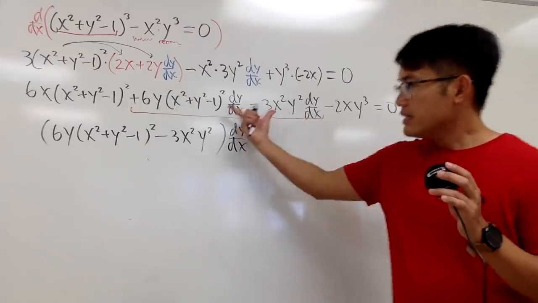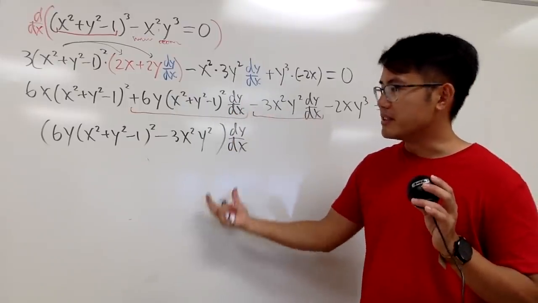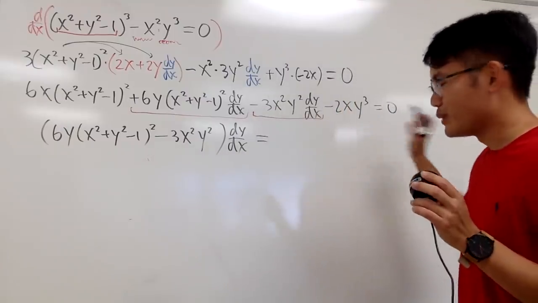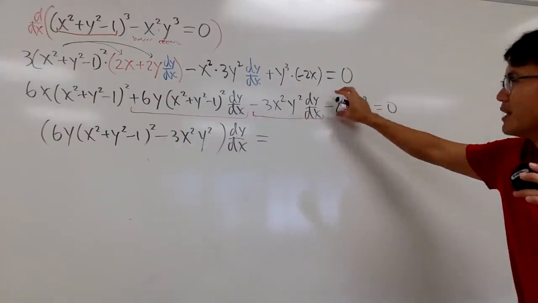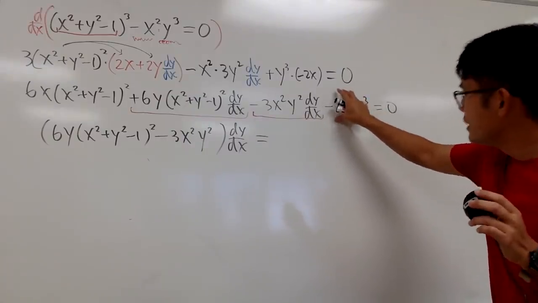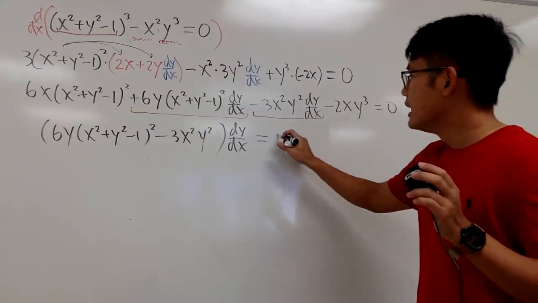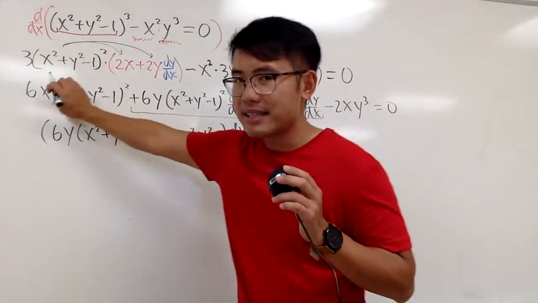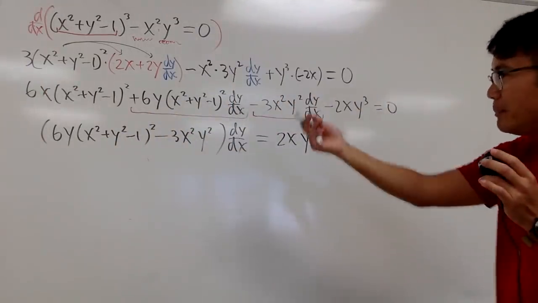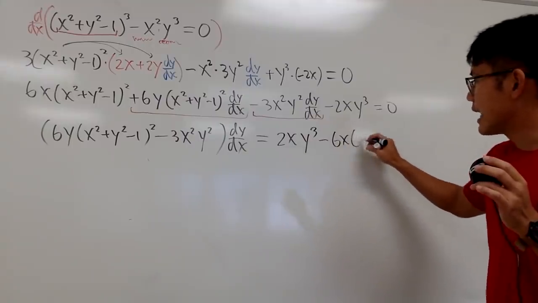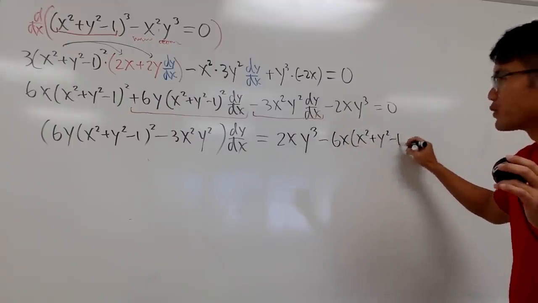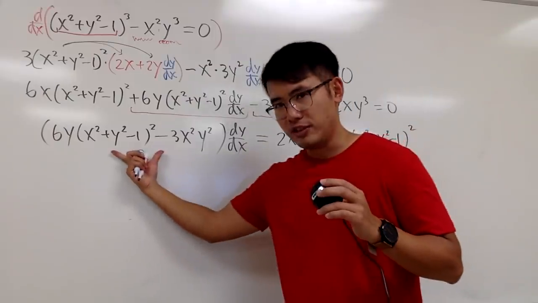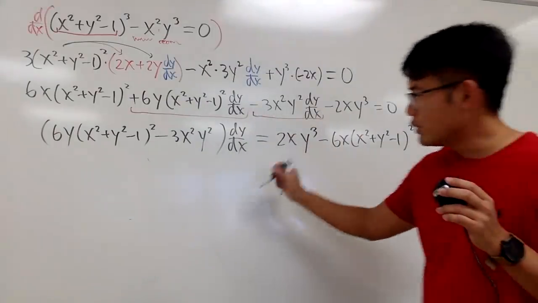Okay, these two terms, they have the dy dx. They deserve to stay on the left-hand side. And I will move everything else to the right-hand side. I will move this first because it was negative here. Once I move this to the right-hand side, this becomes positive. Let me write down positive 2x y to the third power right here. And then I will drag this, put it on the right-hand side as well, and it becomes minus 6x times x squared plus y squared minus 1 squared, like this. And what's the final step? You just divide on both sides, so you can get the dy dx by itself.